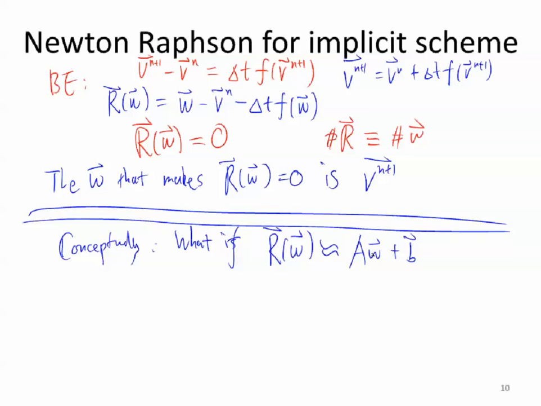So the question is, what is the W that makes R equal to 0, which in this case, if we make the assumption, is what W makes A W plus B equal to 0. I get an answer that is negative B times A inverse. Anybody agree or disagree?